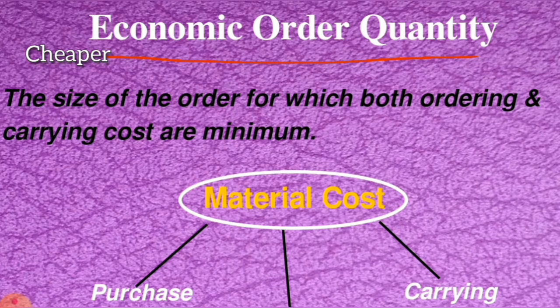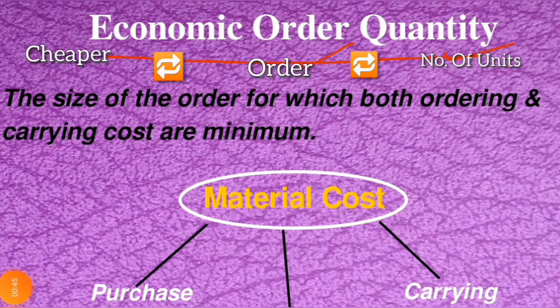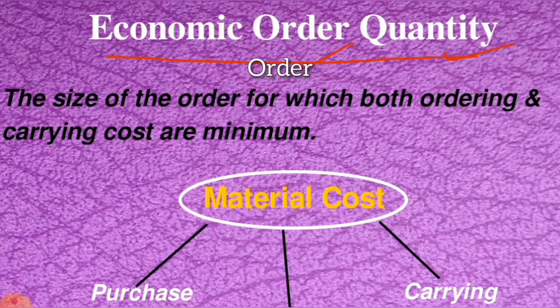So economic order quantity. Economic means cheaper, right? That is of minimum cost. Order means when we order something, and quantity the number of units. Okay, so how much quantity to order so that the cost will be cheaper. Okay, this is what its name signifies.